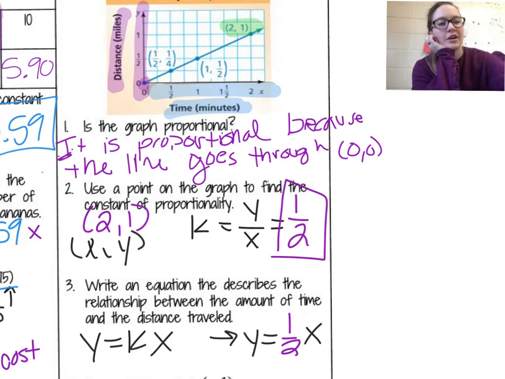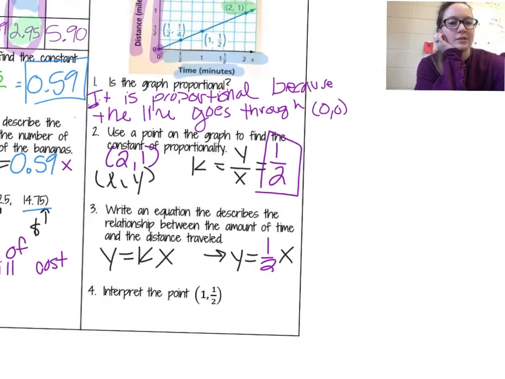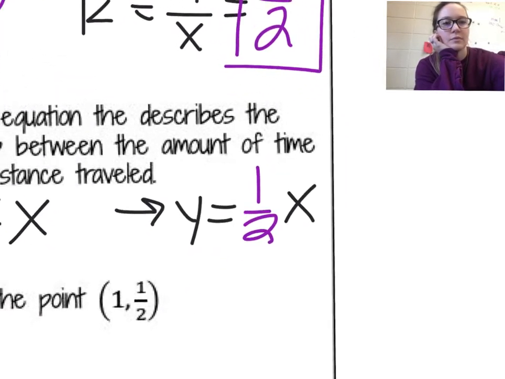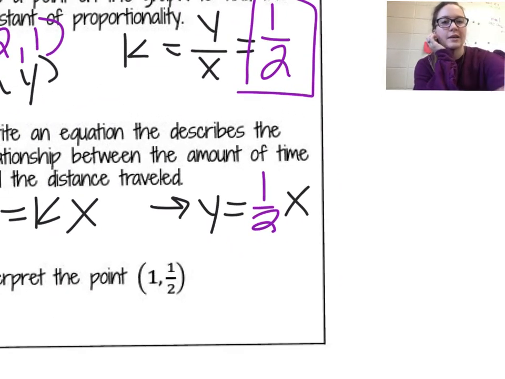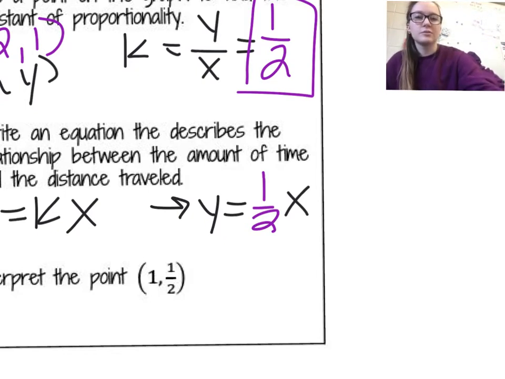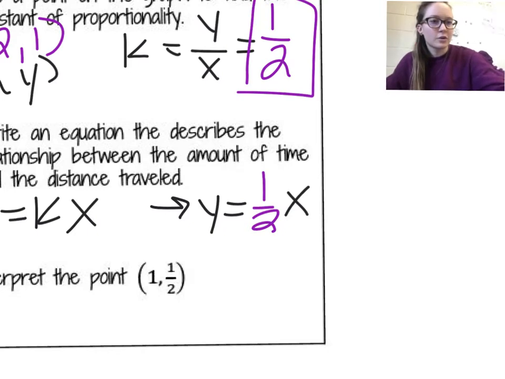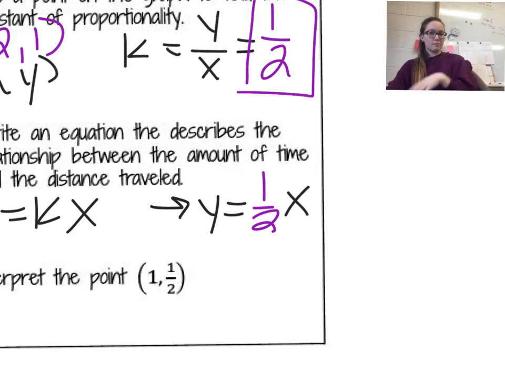So if we wanted to figure out how far you were going in 8 minutes, that's our time, which is going to be our x value. So you would take 1/2 times 8. 1/2 of 8 is 4. So you could go 4 miles in 8 minutes, okay?